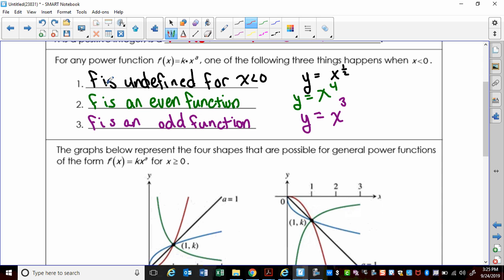One is if we have this function, f can be undefined. This is our first option. F can be undefined. This is something like when x is less than 0 and we have a square root, right? We can't plug in negative numbers into a square root. F could be an even function, or f could be an odd function. So if it has an even power, it's an even function. If it has an odd power, it's an odd function.